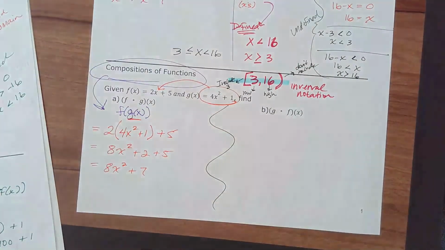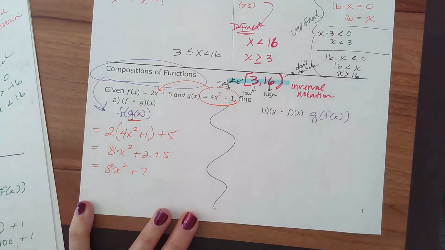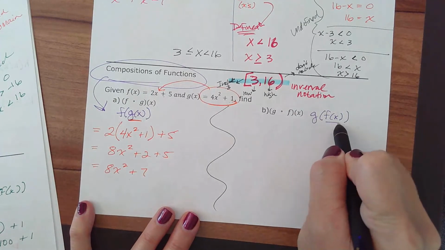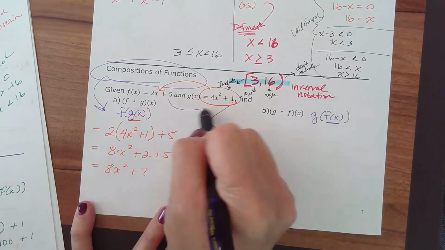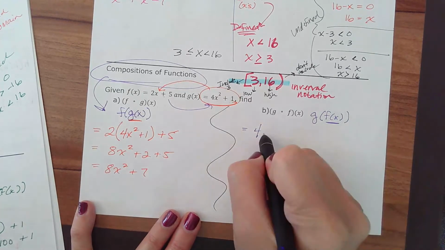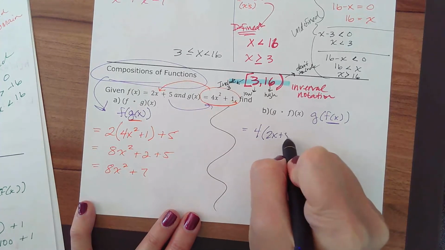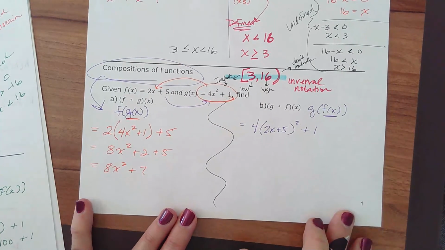All right, let's do the other way around, because you can do a composition in both directions. So what this means is g of f of x. Same kind of deal. You'll see me write it like this a lot of times. But this time we're taking the f of x equation, so we're going the other direction. We're taking this one and plugging it in here. So instead of saying 4x squared plus 1, we're going to say 4 times (2x plus 5) squared plus 1. Be careful how you simplify this.